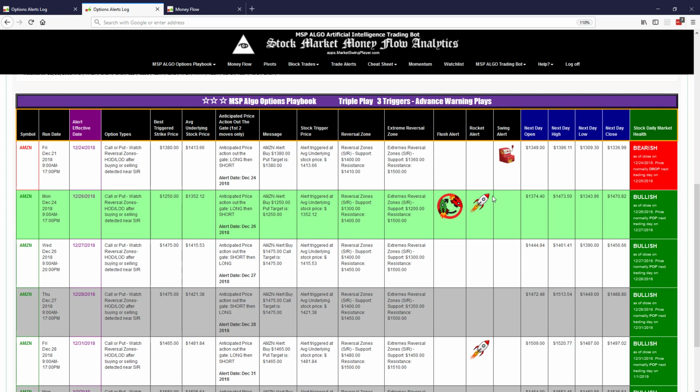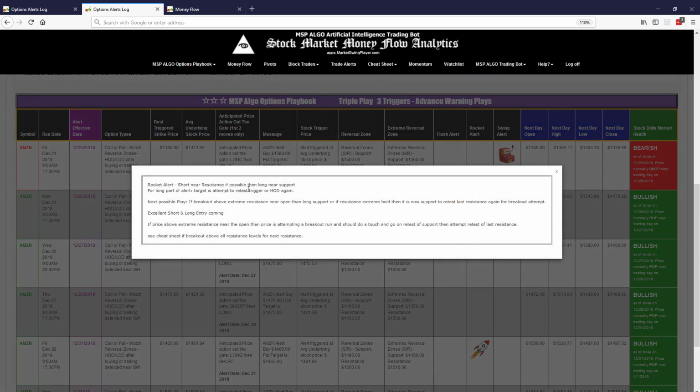Okay, now what we have is a rocket alert, and a rocket alert normally means price is going to move higher, or it's a long opportunity. So in this particular move, it says rocket alert. So there's a few moves here. The first one is short near resistance if possible, if there's room to go to support. Otherwise you just want to wait for price to hit support. There are many types of price action that can occur with a rocket alert, and I'm just going to go over a few that are listed here.